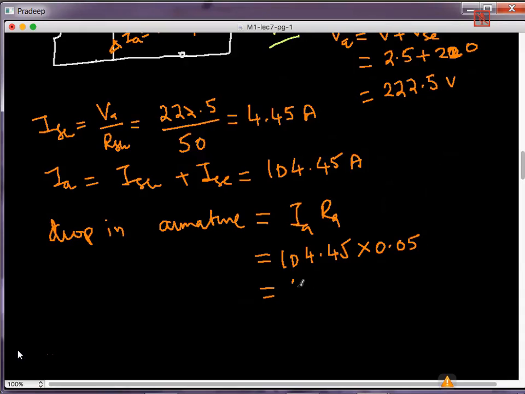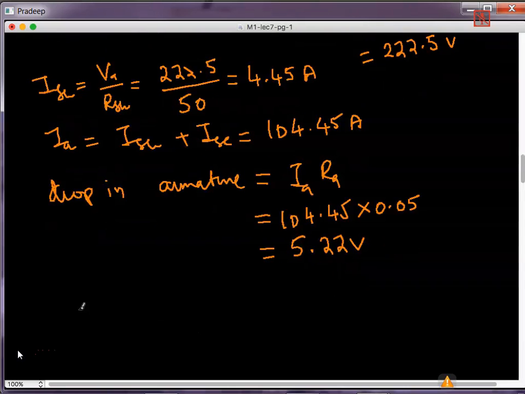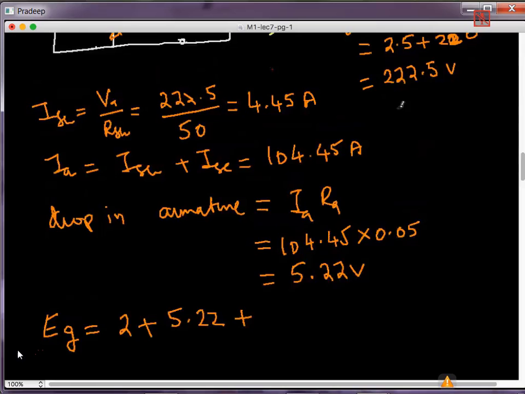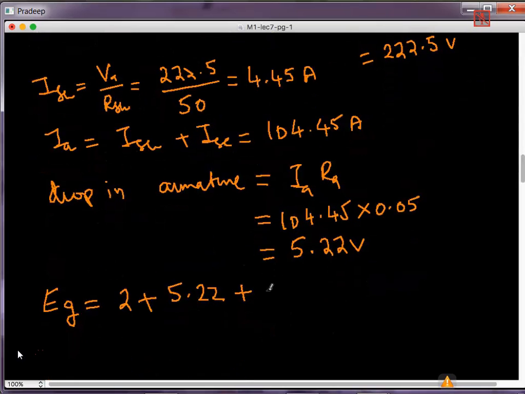So this is 5.22 volts. Then this voltage drop, so therefore what is the generated EMF? EG will be nothing but brush drop, that is 2 volts is brush drop, plus 5.22 volts is the armature drop, plus the armature voltage here, that is 222.5 volts.